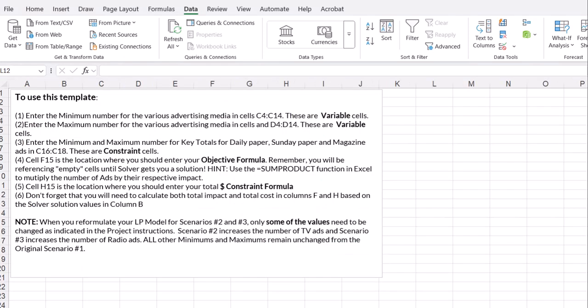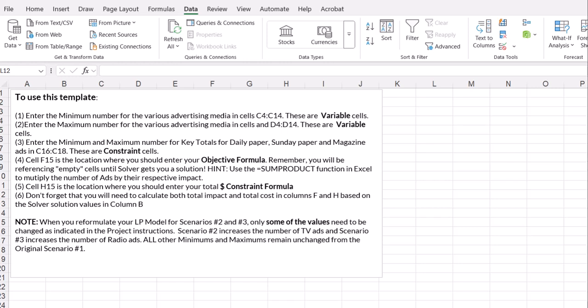Be sure to look at the first sheet in your workbook that's going to give you some information on using the template. Basically, it's telling us where your variable cells are, where your constraints are, what kind of objective functions you need, and also a reminder that when you get to scenario 2 and 3, only one thing is going to change.